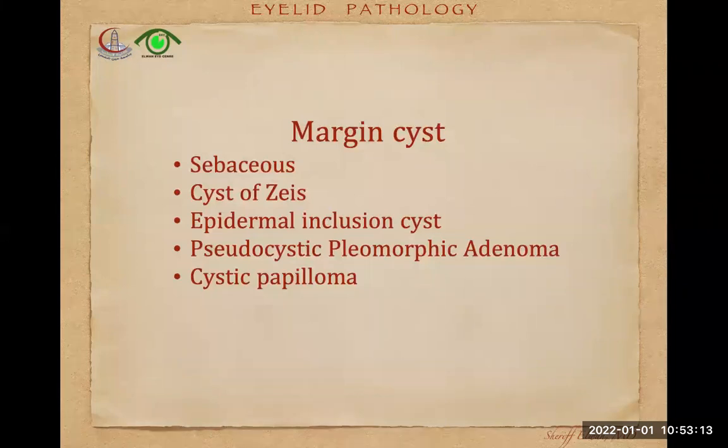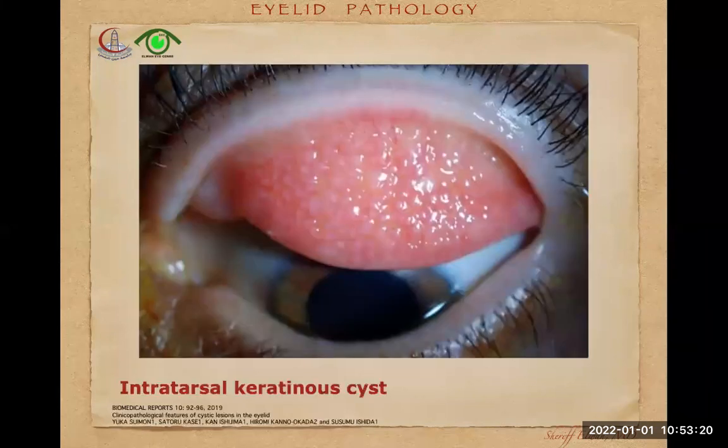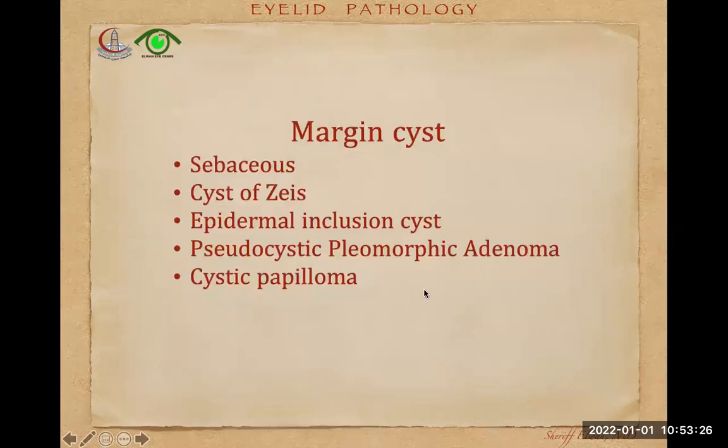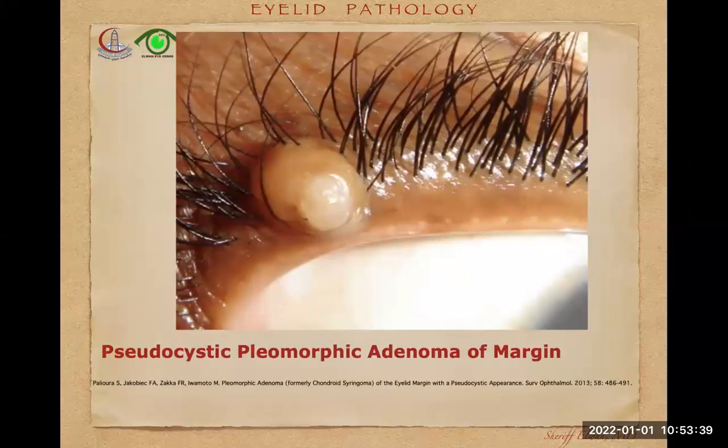Now, marginal cysts are sebaceous cysts, cysts of Zeis, and epidermal inclusion cysts that we have just described. You remember the dark ones? I don't have to go back. Pseudocystic pleomorphic adenoma or cystic papilloma. All these can occur in the margin. I'm going to describe the pseudocystic pleomorphic adenoma and the cystic papilloma.